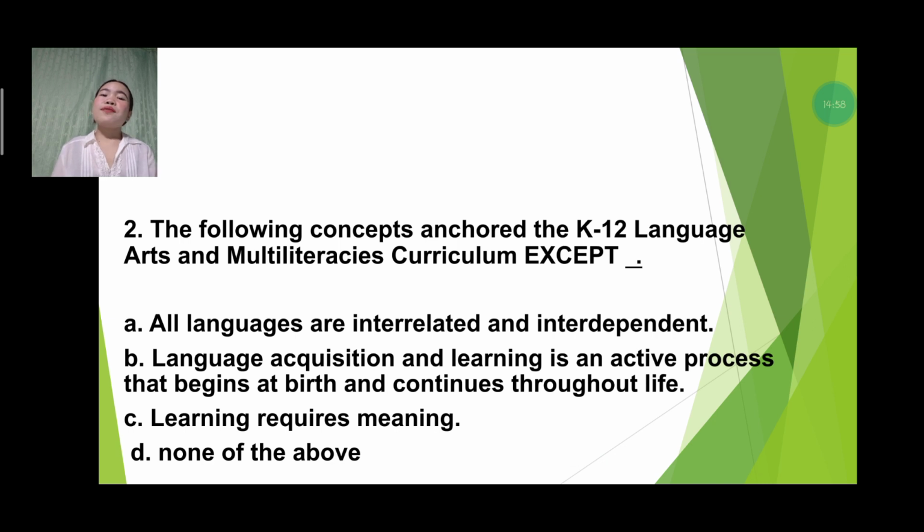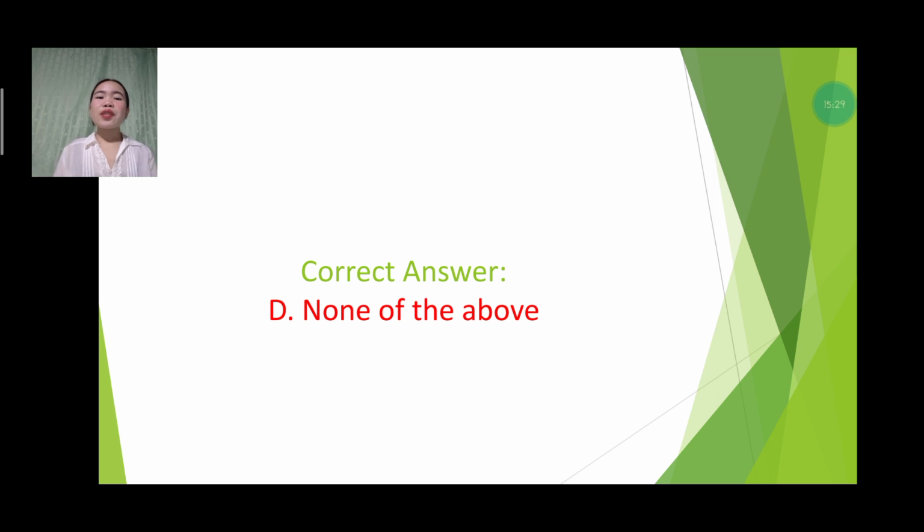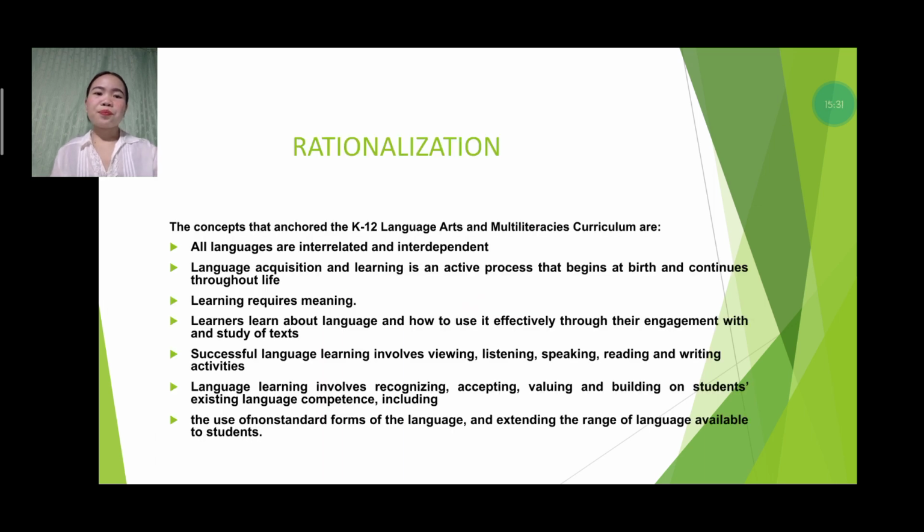Next, number 2, the following concepts anchor the K-12 language, arts, and multiliteracy curriculum except letter A, all languages are interrelated and interdependent. Letter B, language acquisition and learning is an active process that begins at birth and continues throughout life. Letter C, learning requires meaning. And letter D, none of the above. The correct answer for this item is letter D, none of the above.